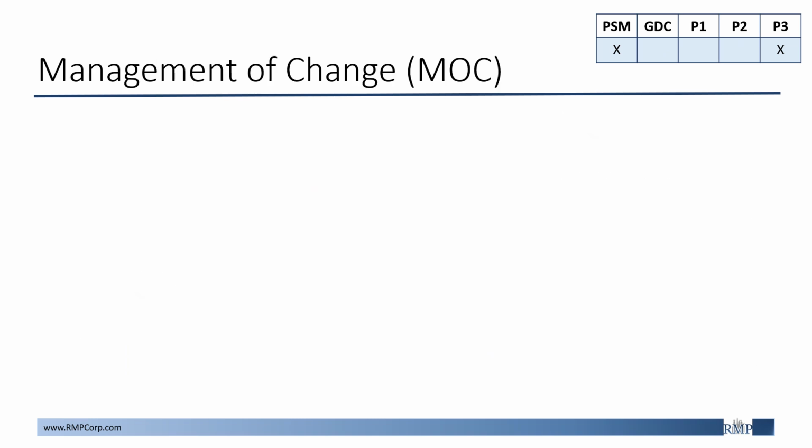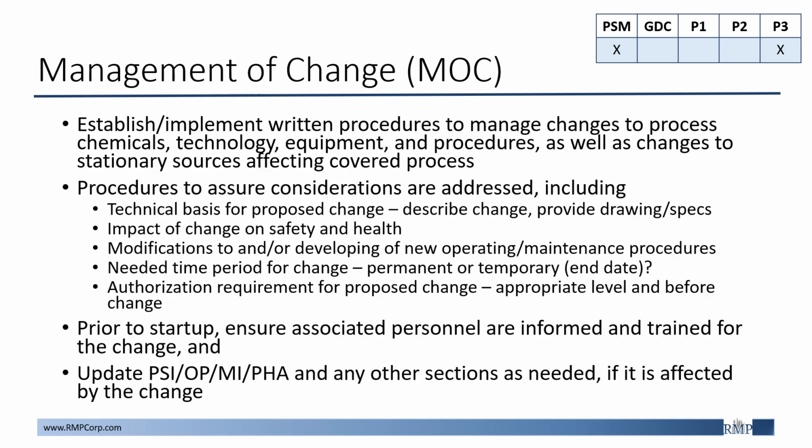The upcoming elements are ones that pertain specifically to Program 3. First off, let's discuss management of change. So our facility is going through changes. What do we do? We need to make sure we establish and implement written procedures to manage changes to process chemicals, technology, equipment, and procedures, as well as changes to stationary sources that affect the covered process.